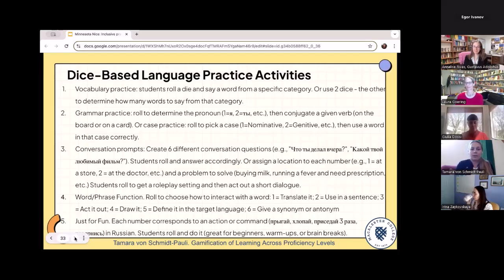Or you could practice different conversation prompts or work on word phrase function. So what do they need to do with the words? They need to translate it if they roll one, if they roll two, use it in a sentence, act it out, draw it. This activity works very well at all different levels, and they love it. By now, they actually look forward to using dice in our classroom. Next slide, please.